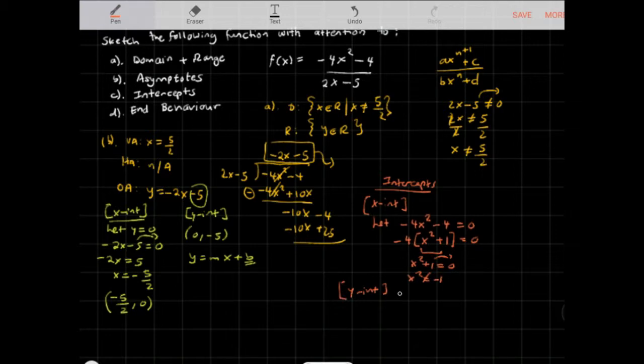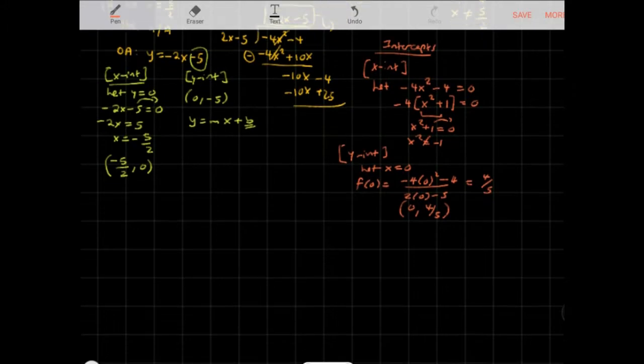So if you're trying to find your y-intercept, I'm going to let x equal 0. So you're basically plugging f of 0 into your function. If you plug in f of 0 into your function, you get negative 4 times 0 squared minus 4 over 2 times 0 minus 5. And you basically get 4 over 5. So it's like (0, 4/5). 4 over 5 is like 0.8, right?